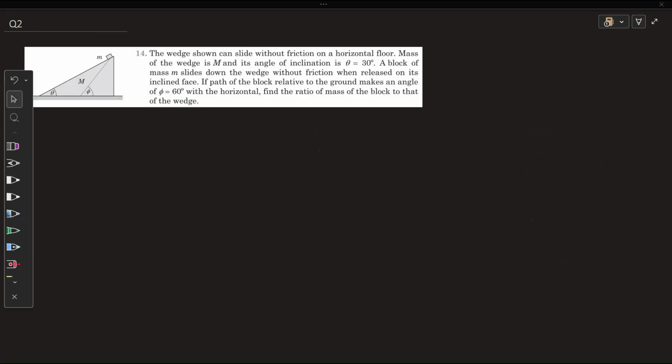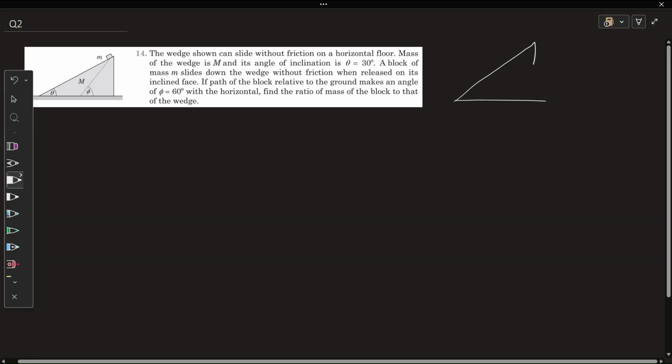Question number 2. The wedge shown can slide without friction on a horizontal floor. Mass of the wedge is capital M and its angle of inclination is theta equal to 30 degrees. A block of mass small m slides down the wedge without friction when released on its inclined face. If the path of the block relative to the ground makes an angle of phi equal to 60 degrees with the horizontal, find the ratio of mass of the block to that of the wedge.